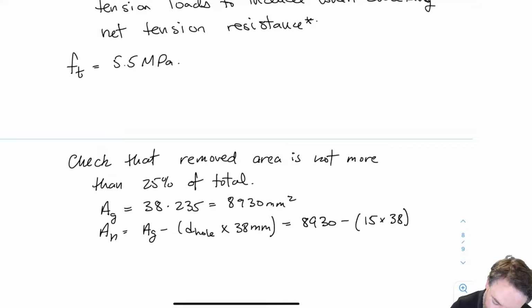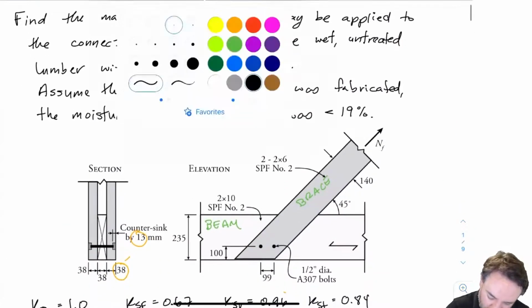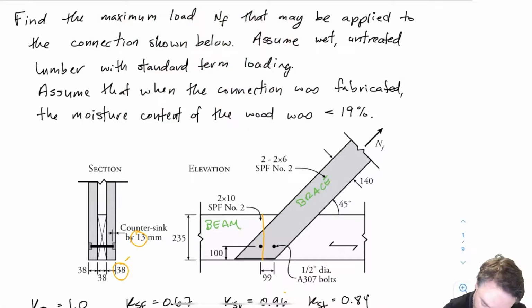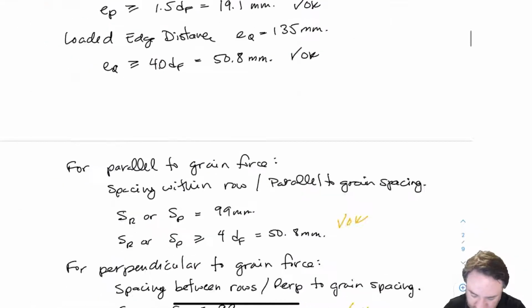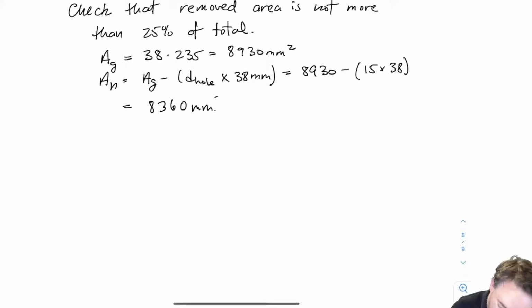Okay, so for the net area, I'm going to remove one hole because I'm talking about an area across the section. So if I'm looking at my beam, obviously, this is a net section here. And across that net section, I have one hole, so I'm just going to remove one hole in the calculation. And you can see it doesn't really make much difference.